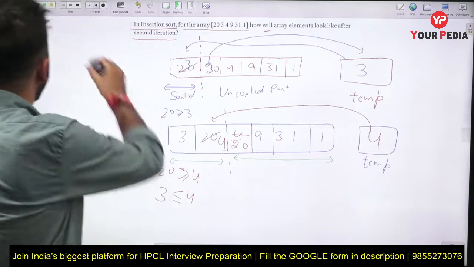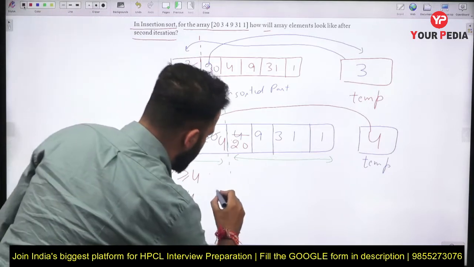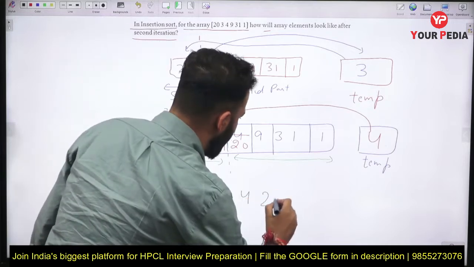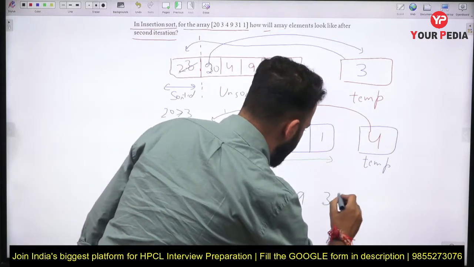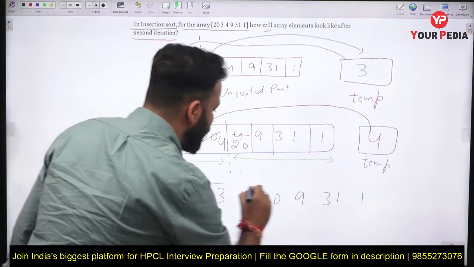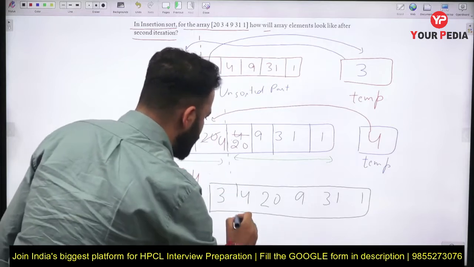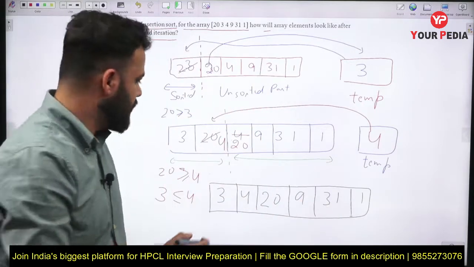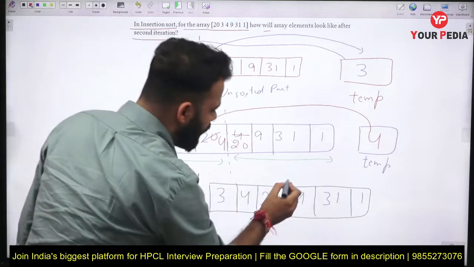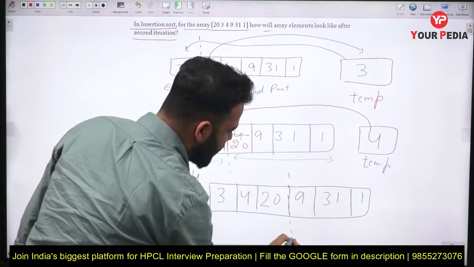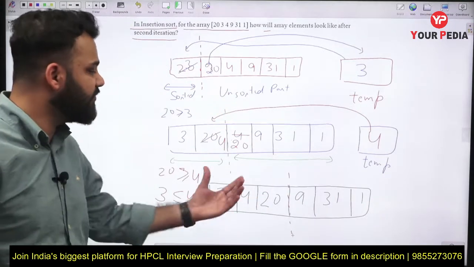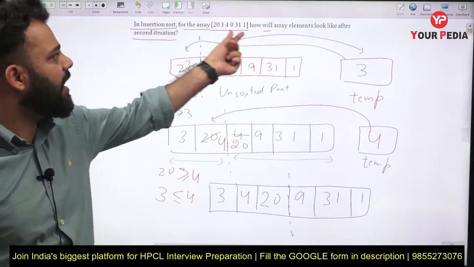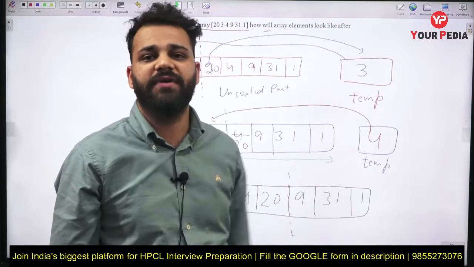So the resulting array will be 3, 4, 20, 9, 31 and 1. Now this array is not sorted, but again it is divided into two parts, where this is the sorted part and this is the unsorted part. This array is not sorted, but the question is, how will the array elements look after two iterations?